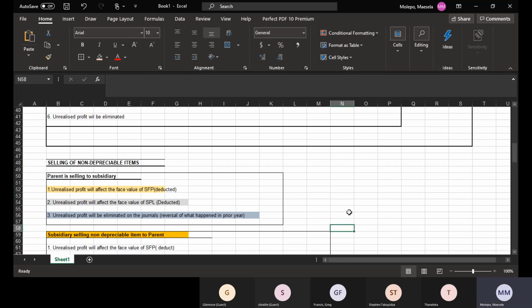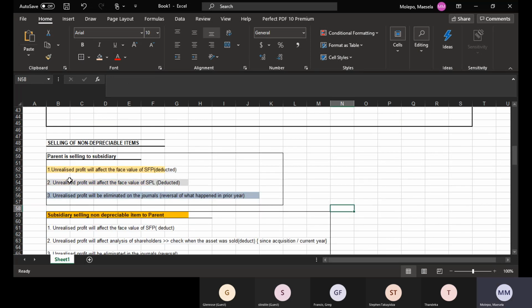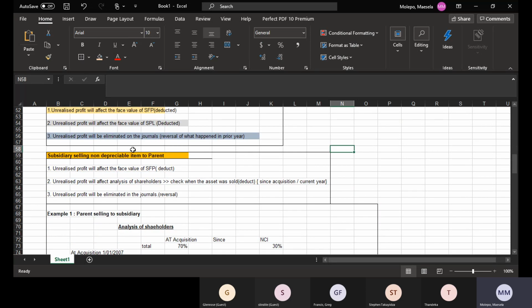If the selling of non-depreciable items is from the parent to the subsidiary, you must know that the unrealized profit will affect the SFP and the SPL, and then those unrealized profits are eliminated. But if the subsidiary is selling to the parent, it only affects the SFP, and the others will be affected in your analysis of shareholders, either in the since-acquisition-to-beginning-of-current-year portion or in the current year, depending on the date the asset was sold.